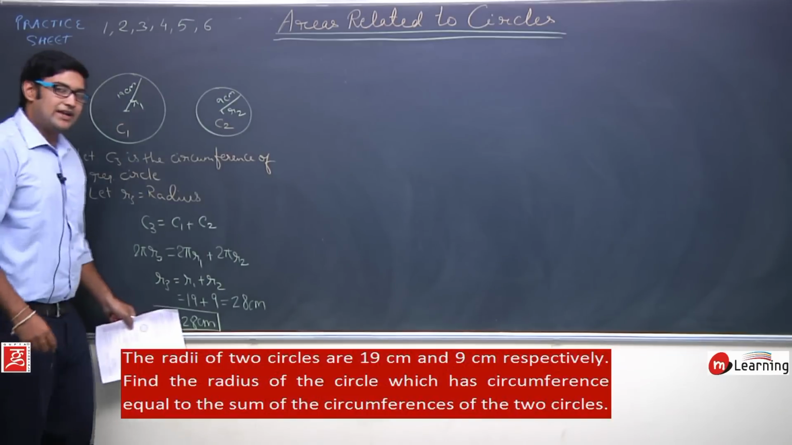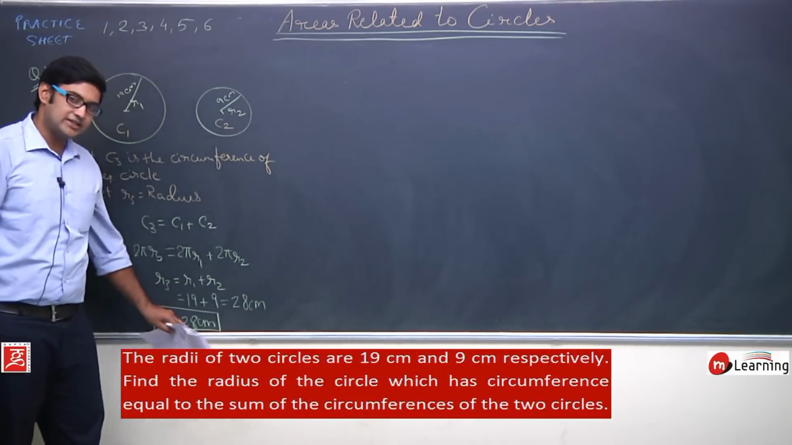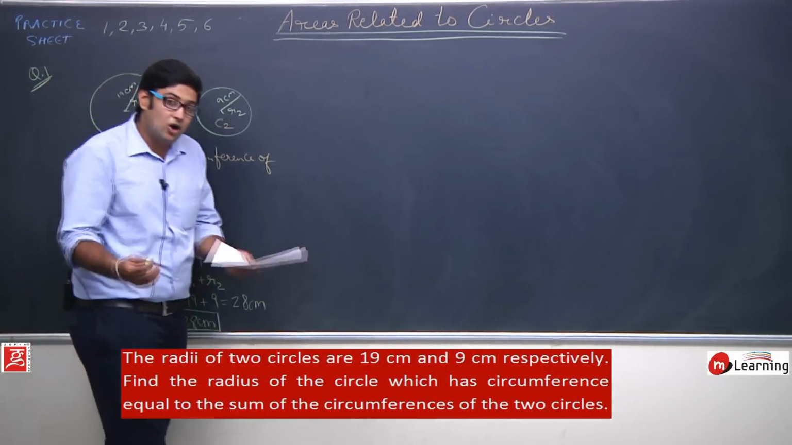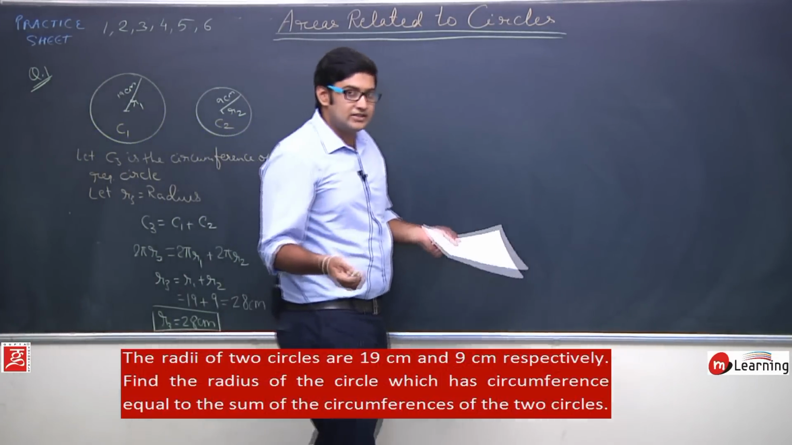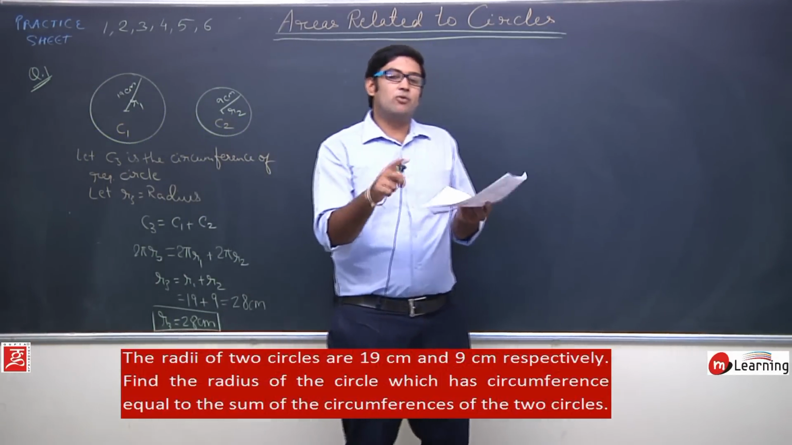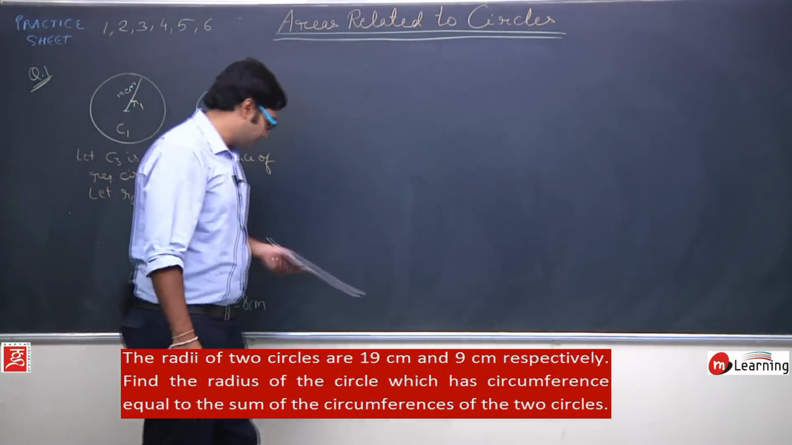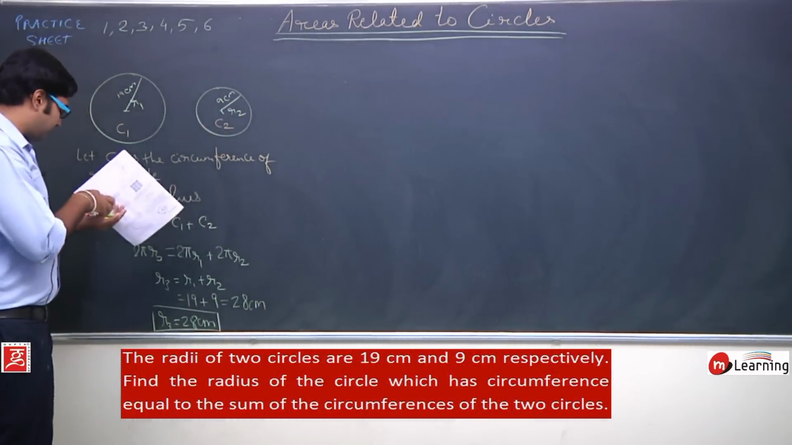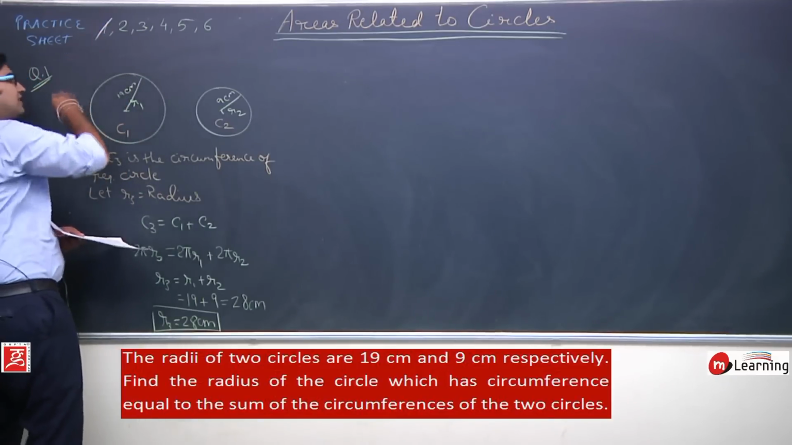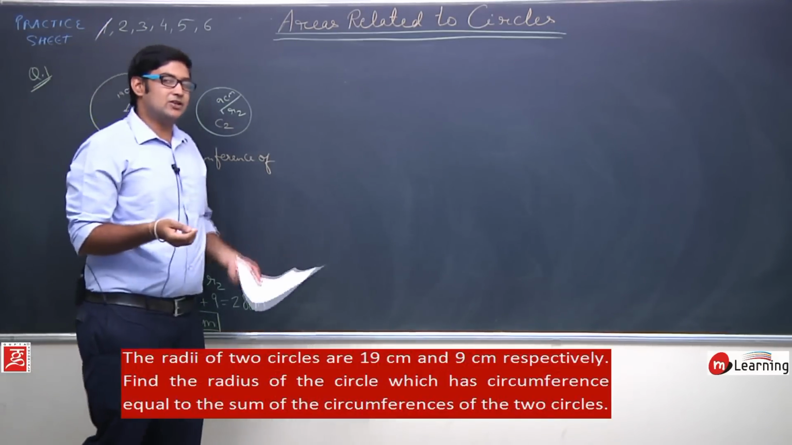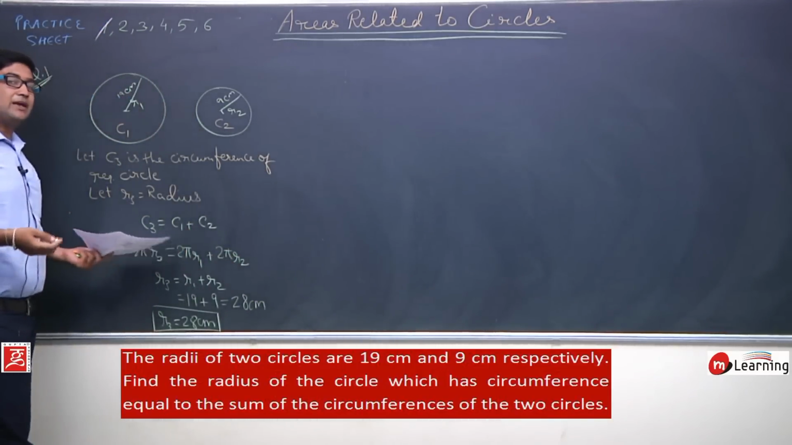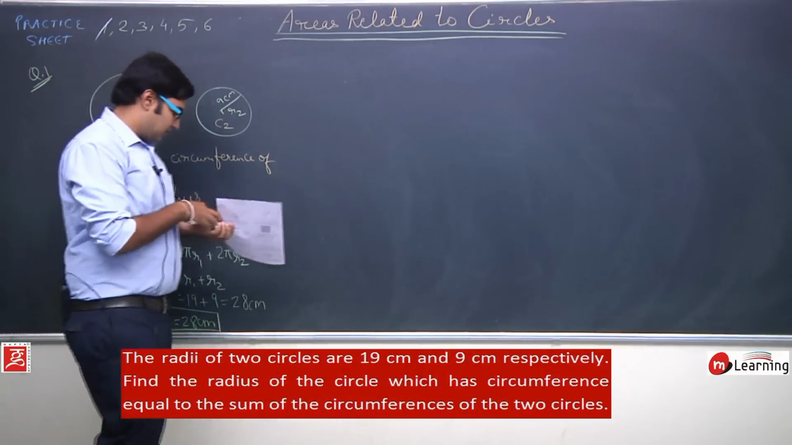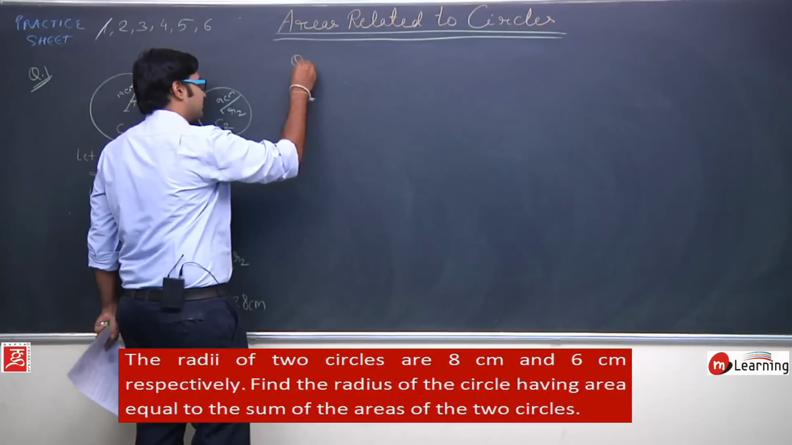Okay. Now I can draw the circle whose radius is equal to 28 centimeters, or I can say whose circumference is the sum of circumferences of both the circles. Okay. So in this way you need to solve the first question. You can see this question is very easy. It's just an application of this formula that you have studied many times. Okay. So let us solve the second question.